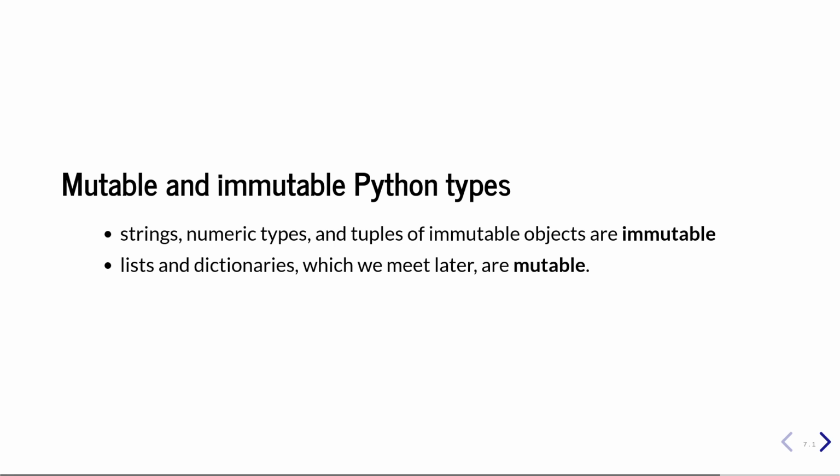On the other hand, lists are mutable, and dictionaries, which we're going to see very soon, are also mutable. You can change them after you have created them.